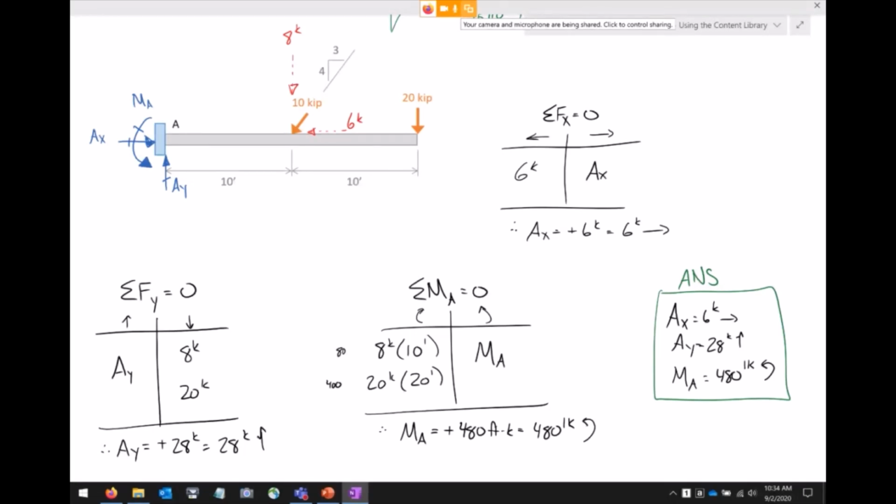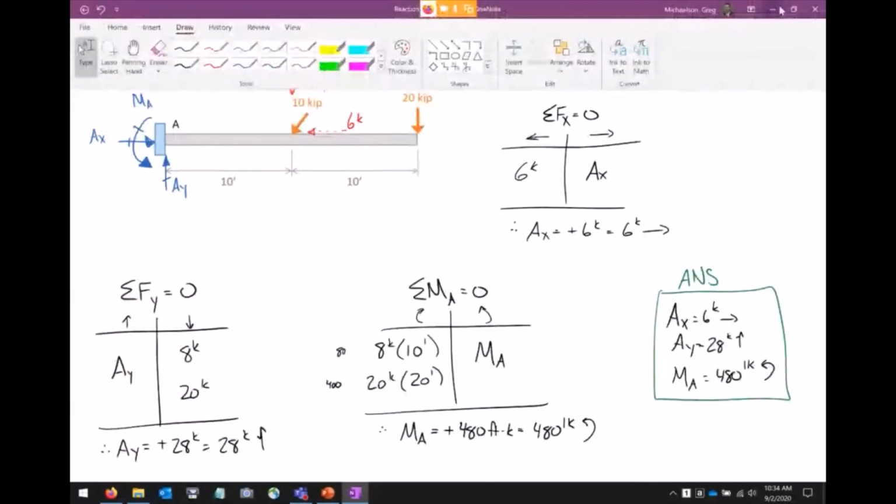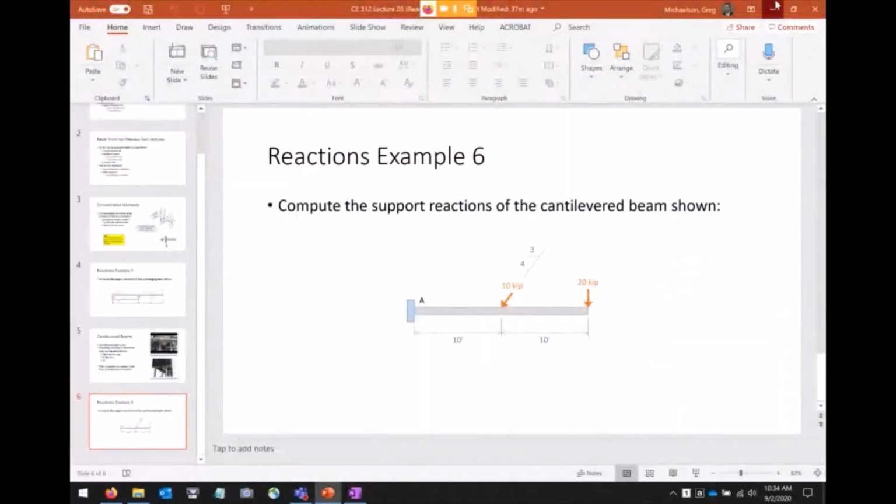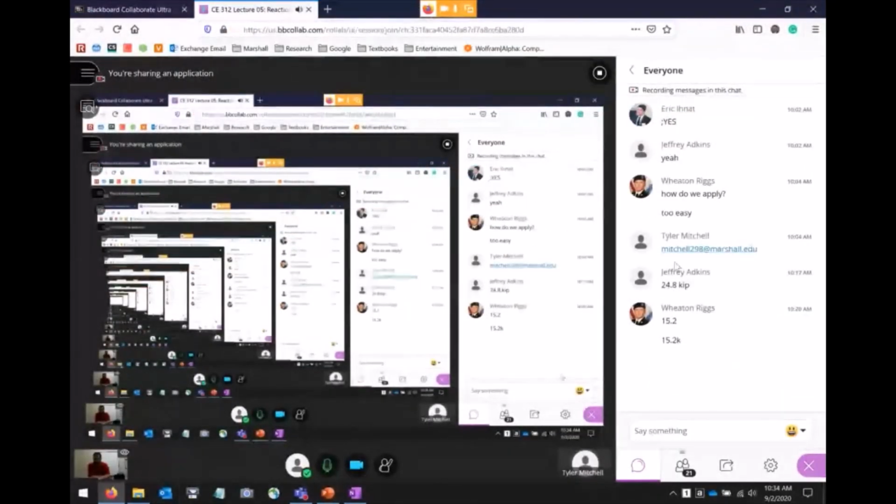All right, let me tilt my screen back up so I can see what I'm doing here. All right. Okay, let me stop my share real quick. Give me 1 second.